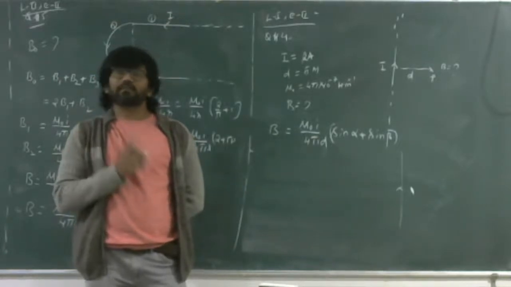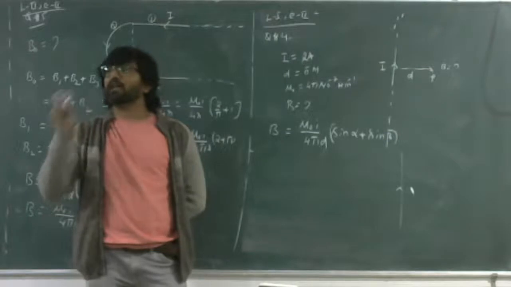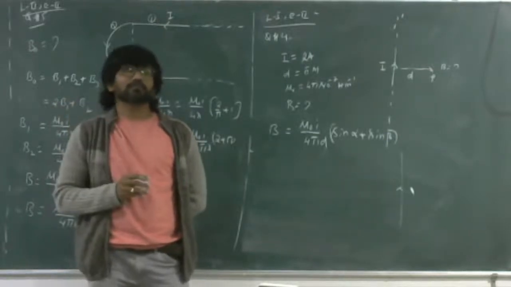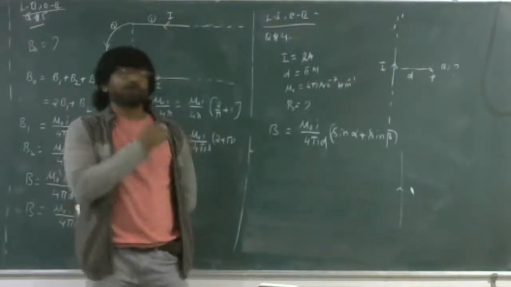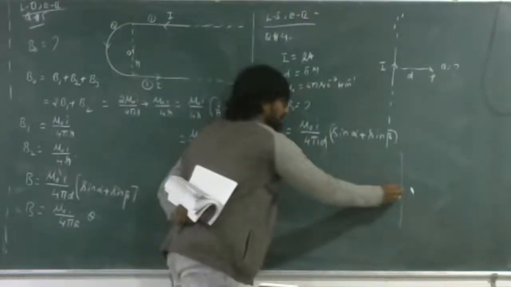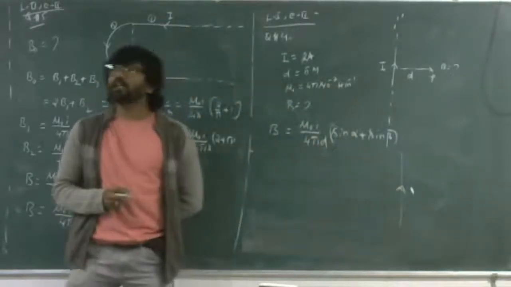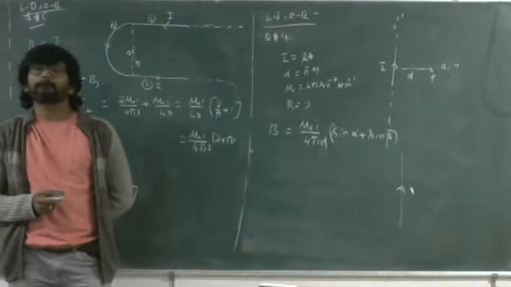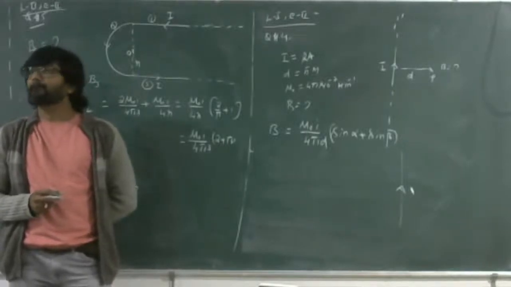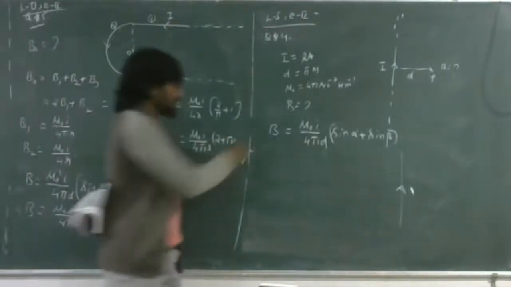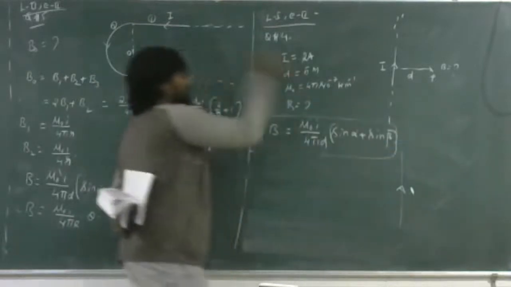Last class itself, I made you repeat this 5 times. Still you forgot. So what is the magnetic field due to a straight current carrying conductor? Once again. Right, so this you have to remember. Then you have to go to the special cases.